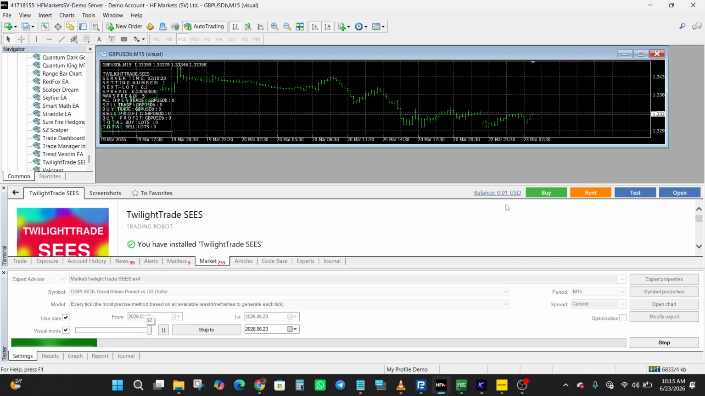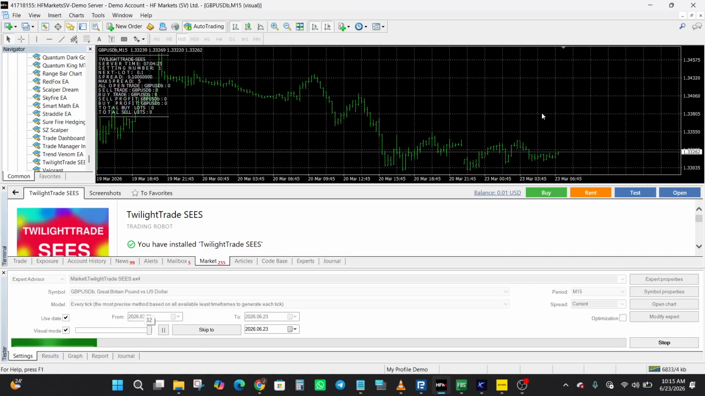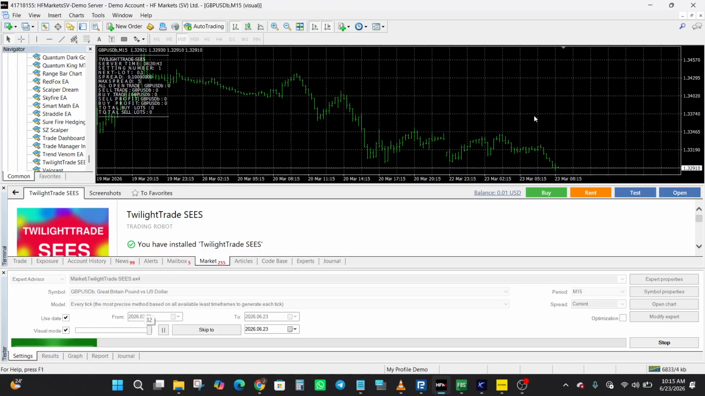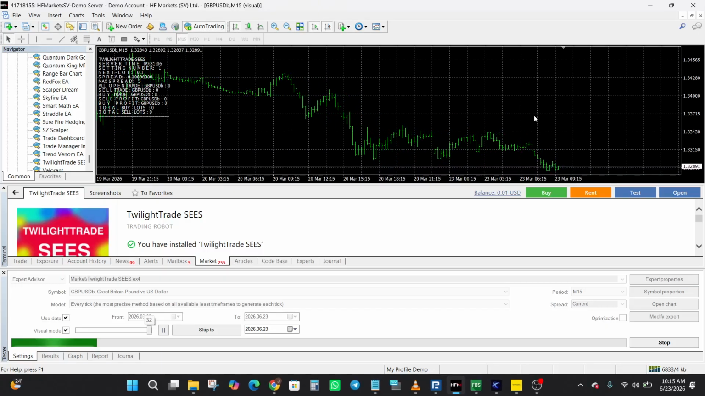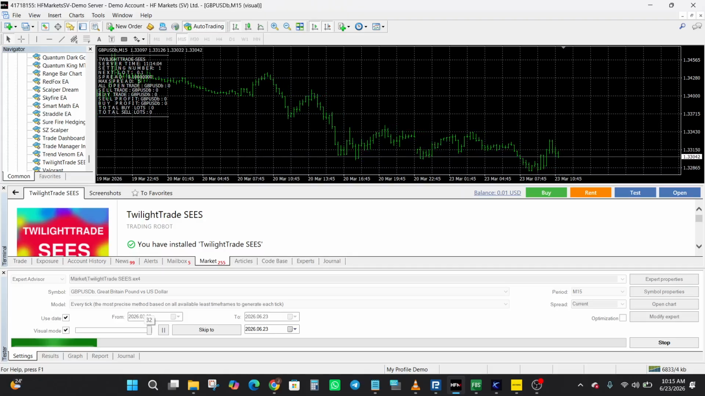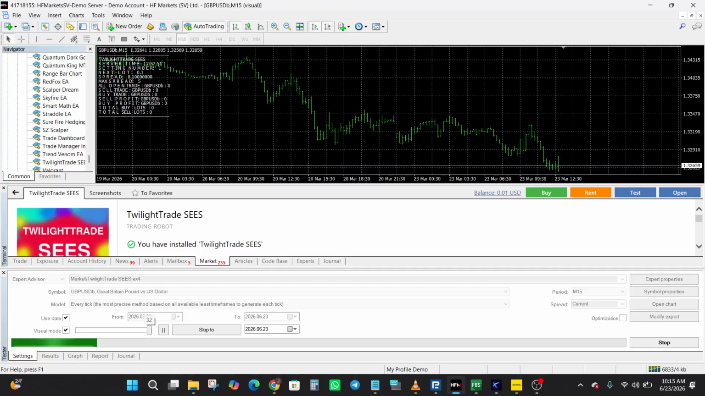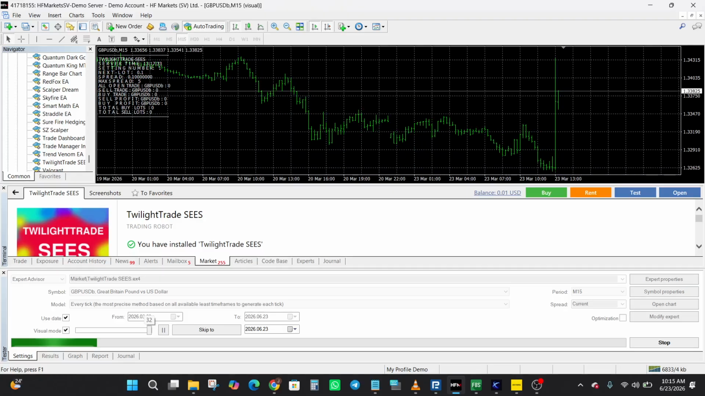So reviewing the historical test results, I want to focus primarily on how the EA behaved over the tested period rather than treating the results as a prediction of future performance. Since the developer recommends GBPUSD on M15 time frame, you can see that is the context that I am using when evaluating the backtest activity.